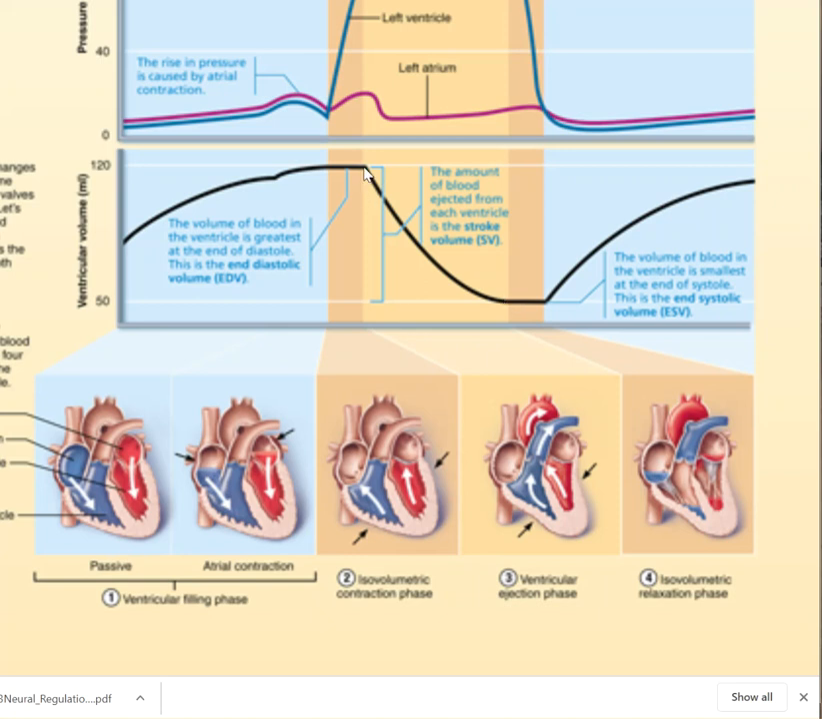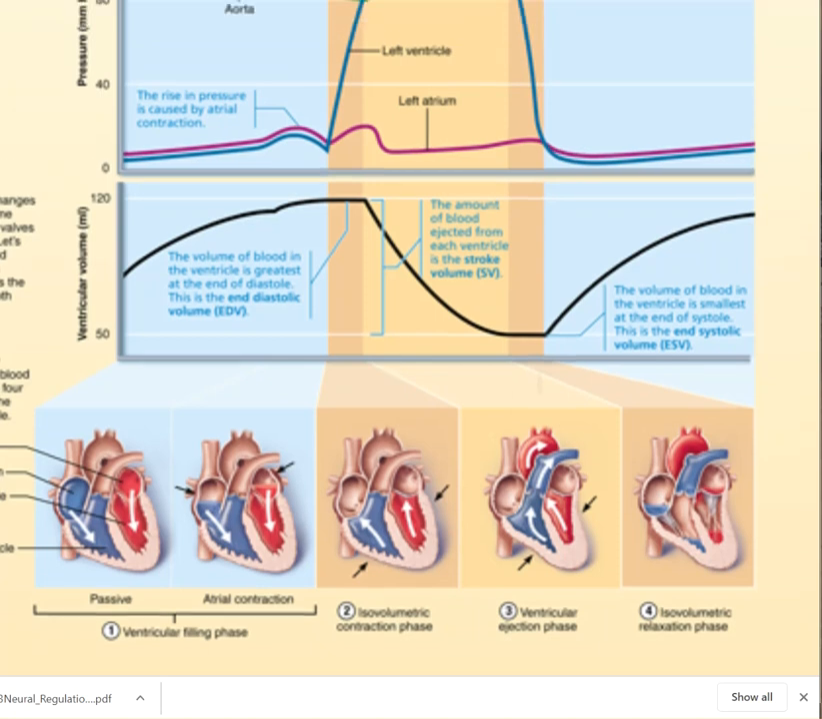So we go from about 120 to about 50 milliliters. That difference, which is 70 milliliters, is what we call stroke volume. And that just means every stroke or beat of the heart, how much blood is ejected from one of the ventricles. Each ventricle is about the same, so you can just measure one. So if we're measuring the left here, it's about 70 milliliters. That's how much blood is being ejected from the left side of the heart. It's pretty much the same on the right side.